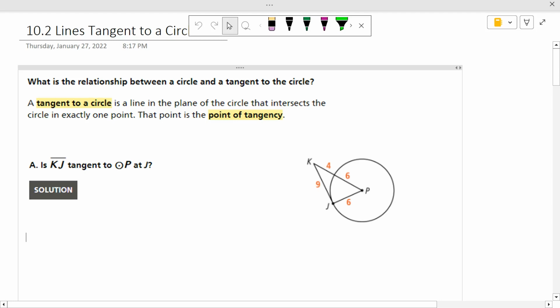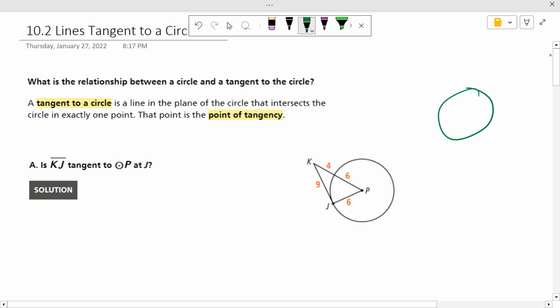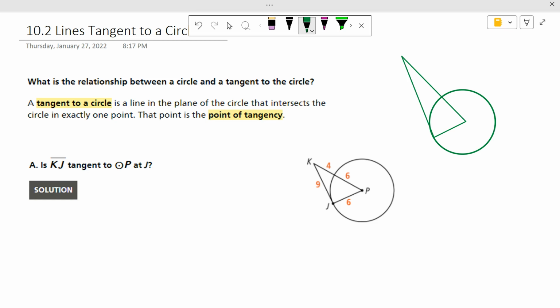A circle. All right. So for a line to be tangent to a circle, it has to hit the circle at exactly one point. Where it hits the circle at one point, it's going to make a right angle. Okay? The tangent line, this is a point of tangency. It's going to make a right angle with the radius of the circle at the point of tangency.